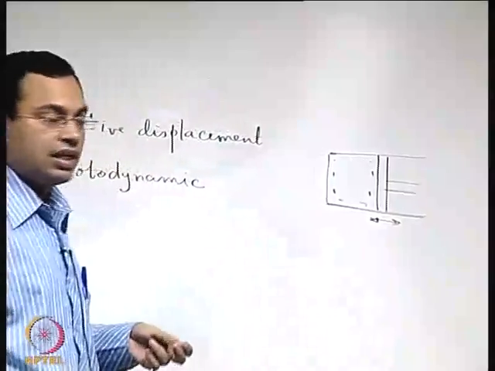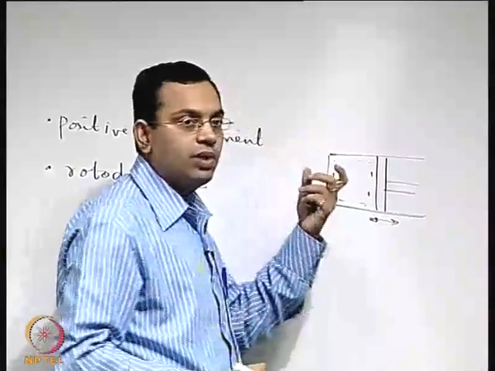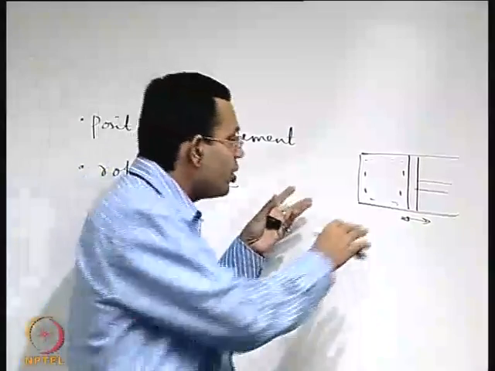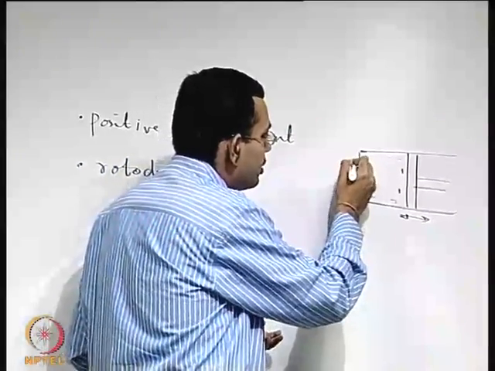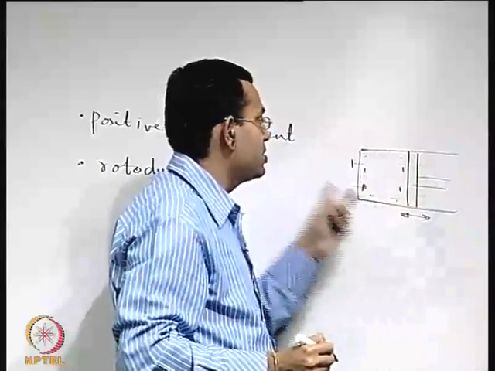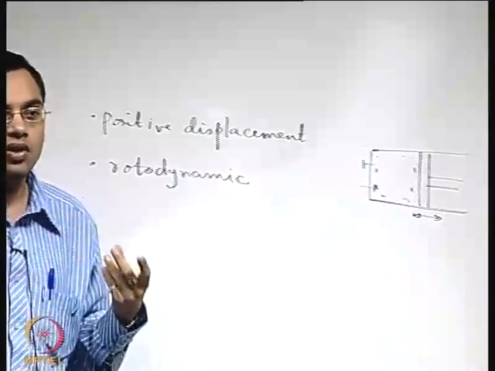reciprocates, there is a change in volume of the working fluid, and accordingly, if it is a compressible one, there will be a change in pressure, and the fluid may flow in and out depending on the possibility of having certain valves associated with the cylinder. So, the valves may open and close, and accordingly fluid may flow in or out.